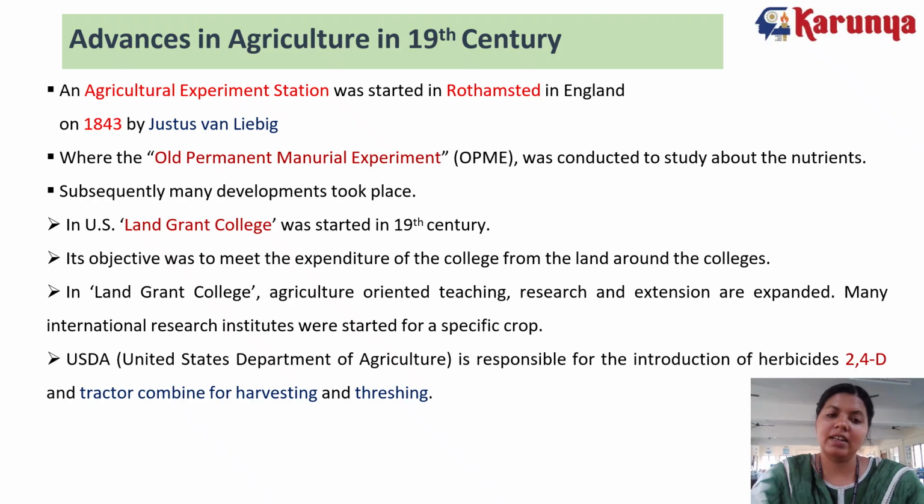Land grant colleges were started, and the aim of those colleges was to teach agriculture, research, and extension work. And USDA, the United States Department of Agriculture, introduced modern technologies like herbicides, tractors, combine harvesters, and all. And this period marked the beginning of modern scientific agriculture of the world.